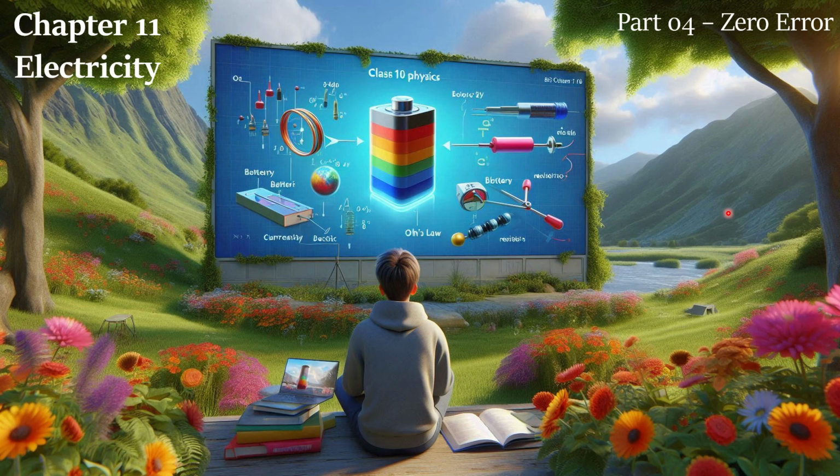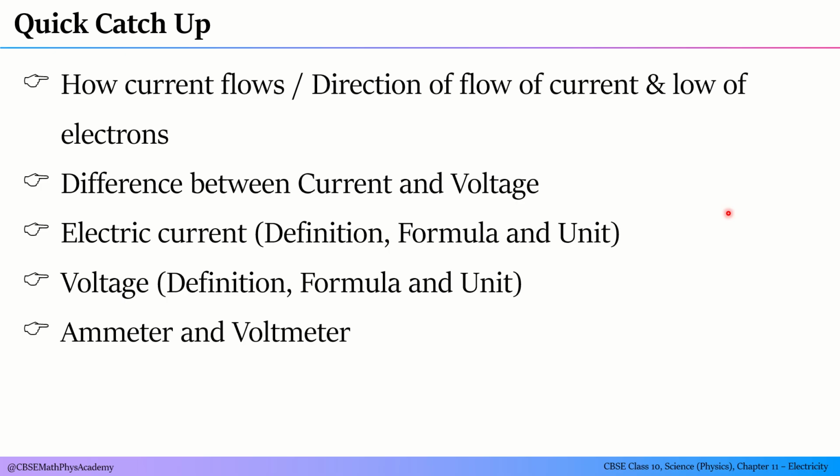Welcome back, students. In this video we will discuss zero error in measuring instruments. As a quick recap, we have so far covered how current flows, the direction of current flow, the direction of flow of electrons, and the difference between current and voltage.